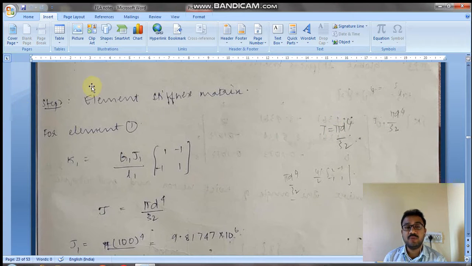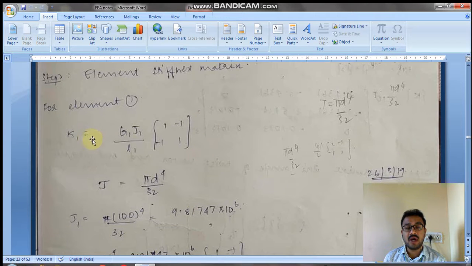We will move to step 2, which is the element stiffness matrix. The formula I will use to find the element stiffness matrix is GJ by L times the matrix 1 minus 1, minus 1 1, which was already discussed in the previous videos. Just have a look at the element stiffness matrix derivation for a shaft material. For element 1, K1 equals G1 J1 by L1. Since both materials have the same properties, G1 and G2 remain the same.